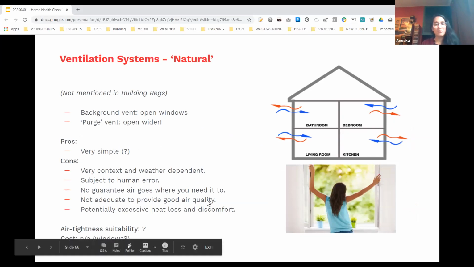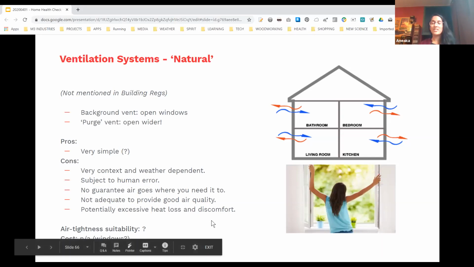This is quite a simple system, but the problem is it depends on the weather, how windy it is, as to whether you're getting a decent airflow through your house. It's subject to human error: did you open your windows, or did you open them for too long? And then there are security issues there.